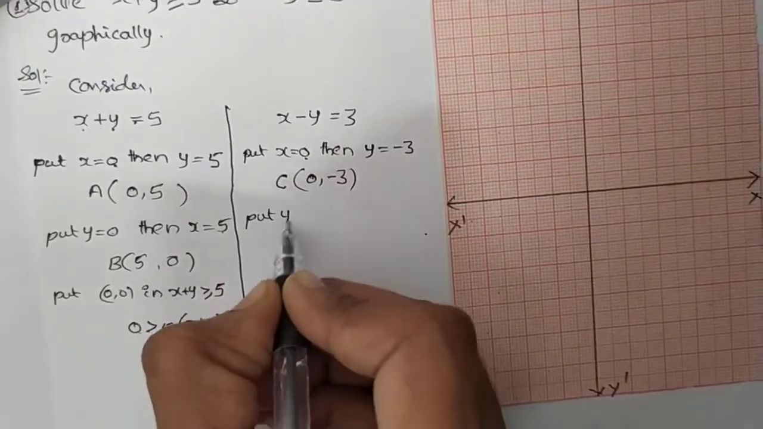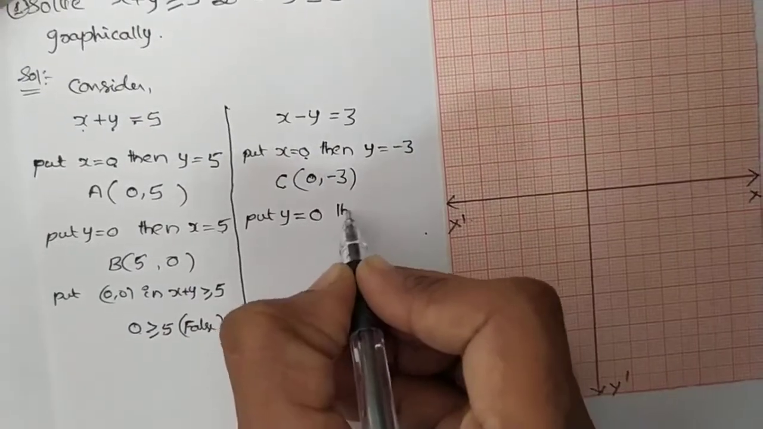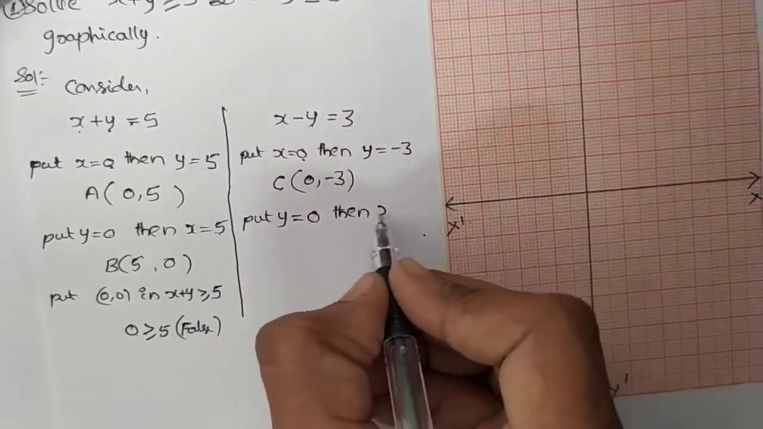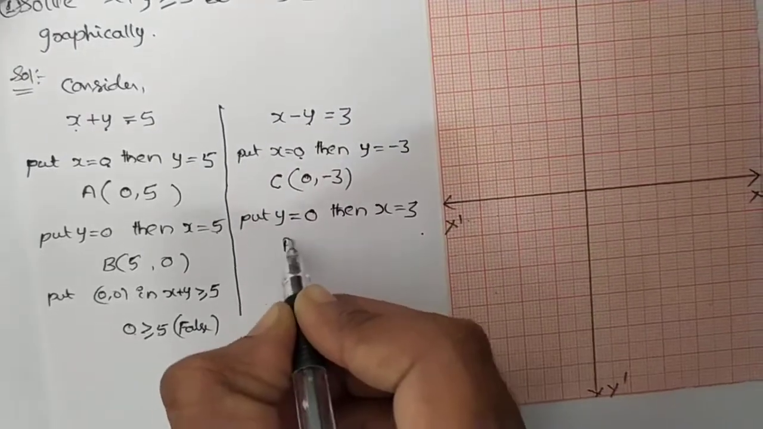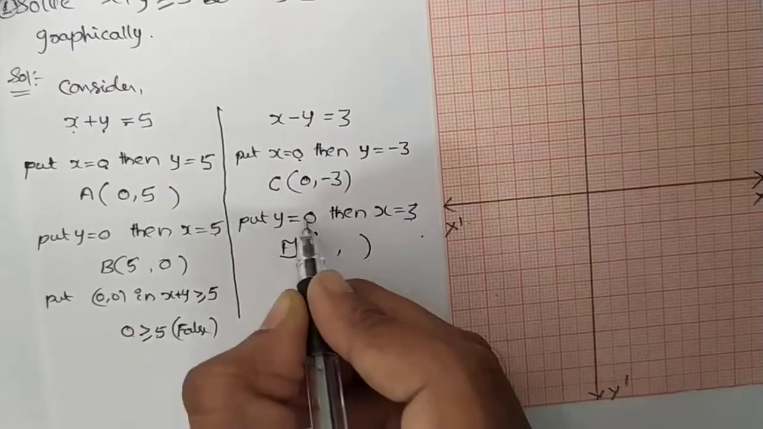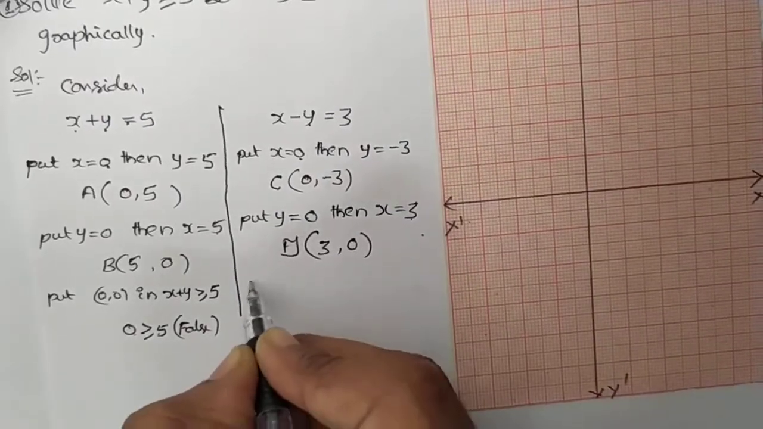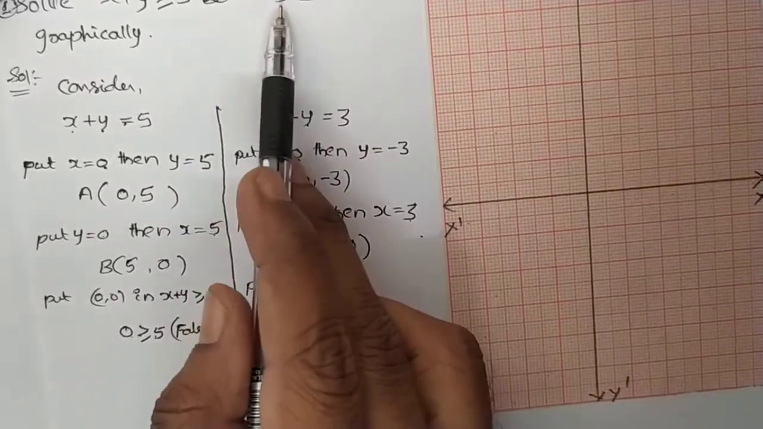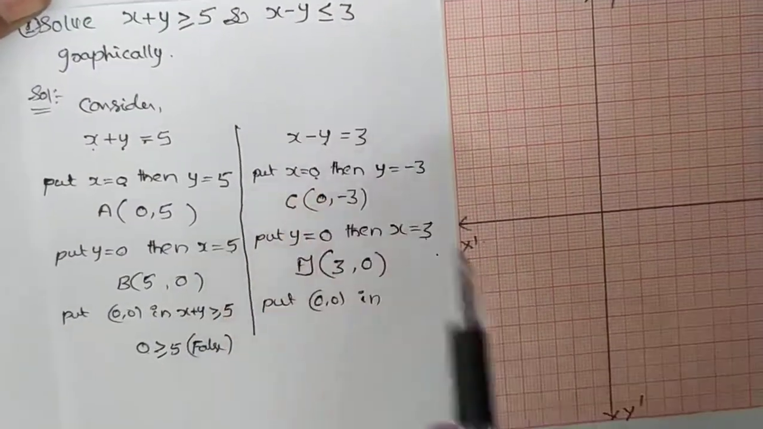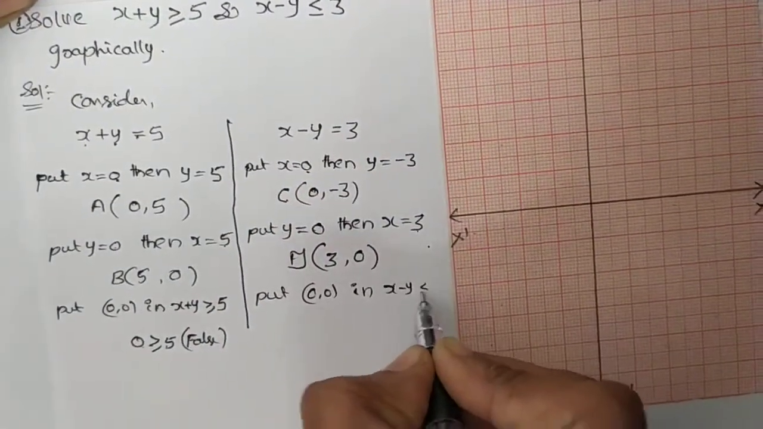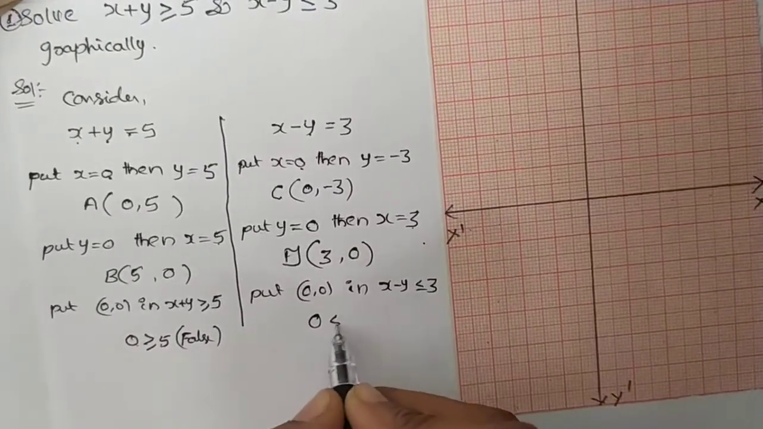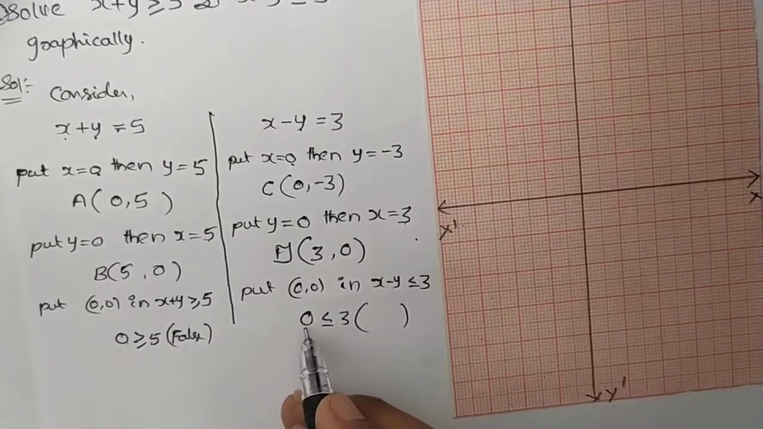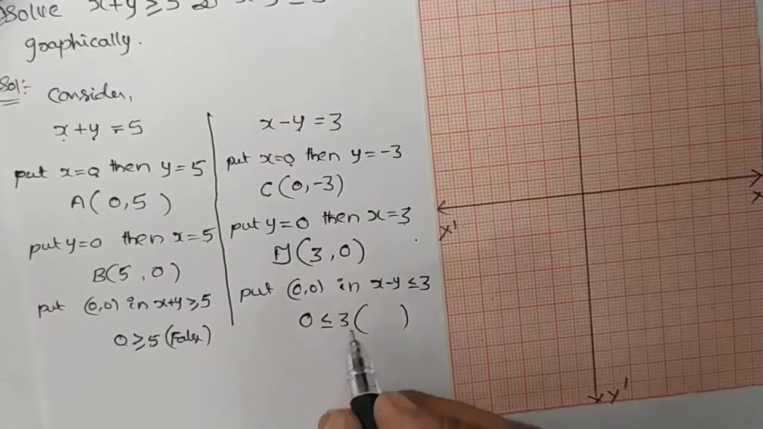Similarly, put y equals 0. If we put 0 in place of y, what will we get? X equals 3. Therefore, D, x comma y, 3 comma 0. Now put 0 comma 0 in the given inequality x minus y less than or equal to 3. So 0 is less than or equal to 3. It says that 3 is larger than 0. Is this true? Yes, it is true.